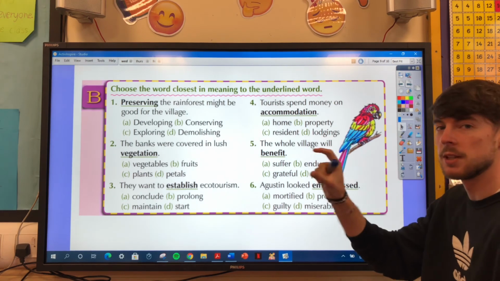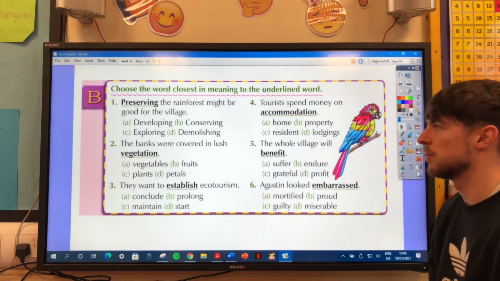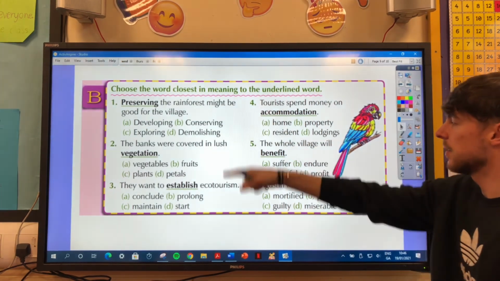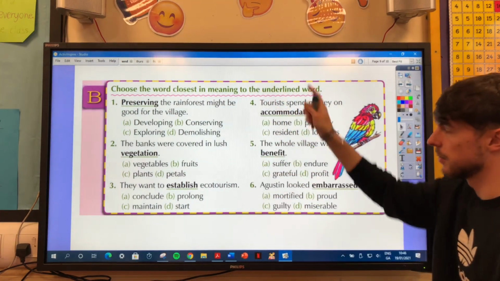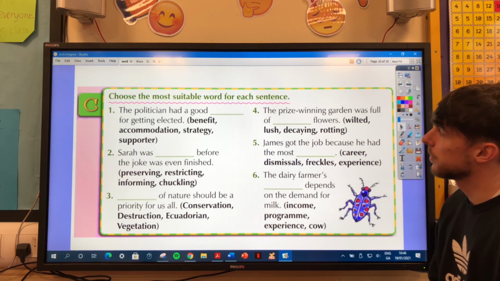So conserving the rainforest might be good for the village. So that's what I want you to write. I want you to swap out the word. So it's conserving the rainforest might be good for the village. So you have 6 sentences to do for that. Okay, and then choose the most suitable word for each sentence.